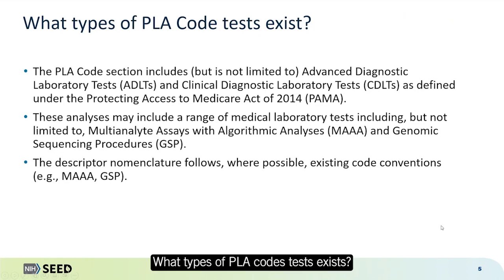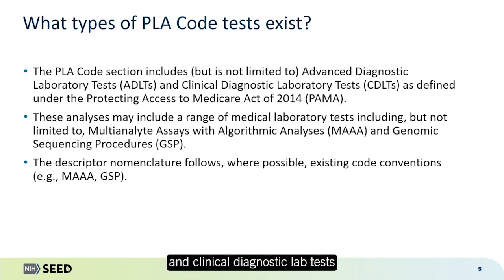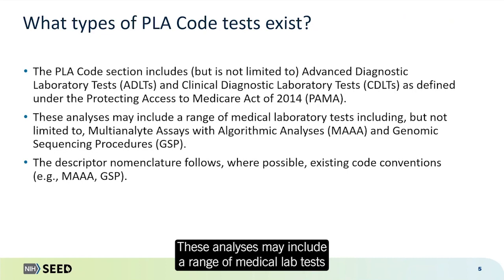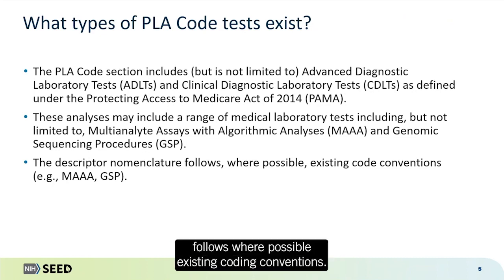What types of PLA code tests exist? The PLA code section includes, but is not limited to, advanced diagnostic lab tests and clinical diagnostic lab tests as defined under the Protecting Access to Medicare Act of 2014. These analyses may include a range of medical lab tests, including but not limited to multi-analyte assays with algorithmic analysis and genomic sequencing procedures. The description or nomenclature follows where possible existing coding conventions.